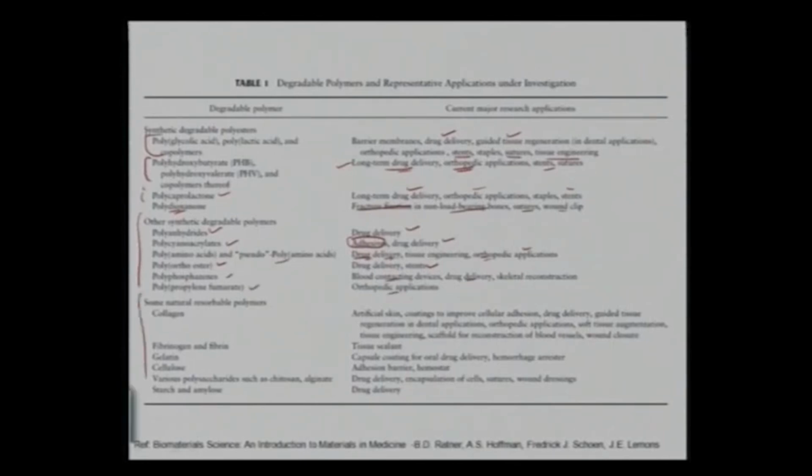And there are some natural resorbable polymers as well, which extend from gelatin, cellulose, collagen, starch and amylose, basically for various applications. So overall we can see that there is a variety of polymers available, which can again be controlled by a particular combination by making a copolymer, and that can be utilized for drug delivery devices or for certain wound healing applications.